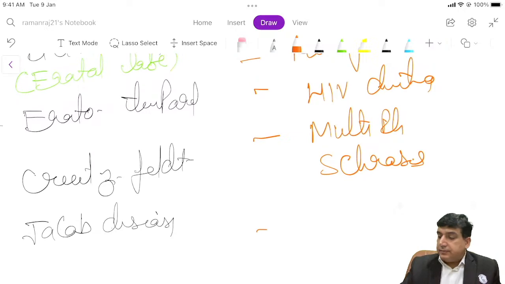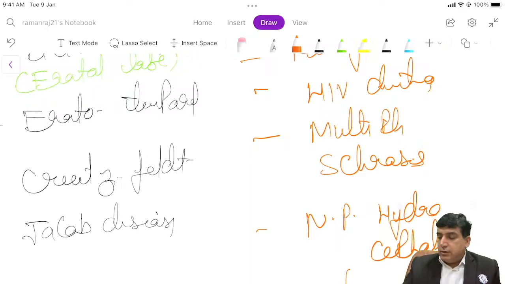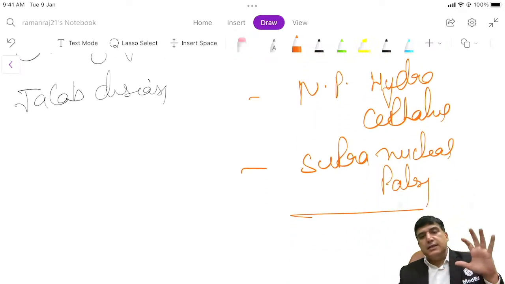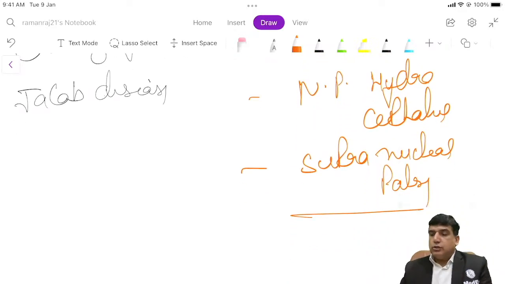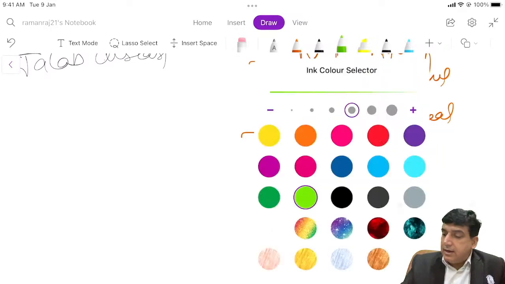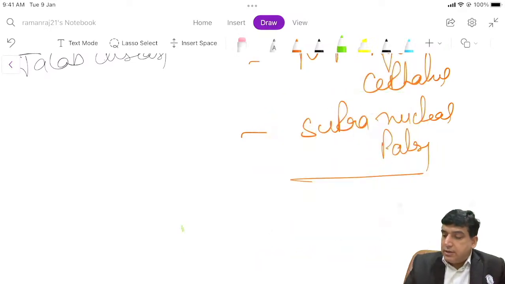Normal pressure hydrocephalus, and supranuclear palsy. So supranuclear, any basal ganglia degeneration is what? The subcortical. And the third is what? We have mixed dementia.